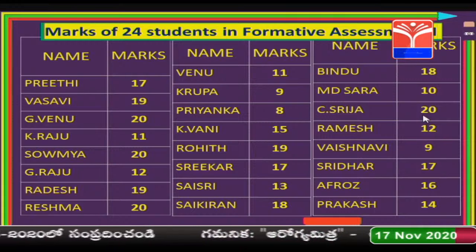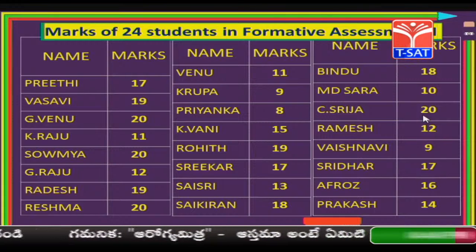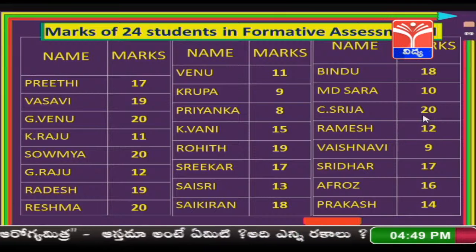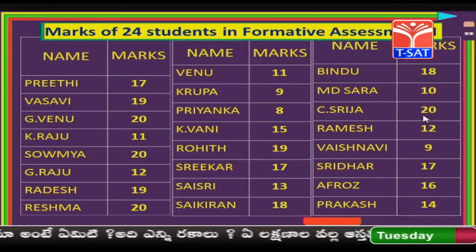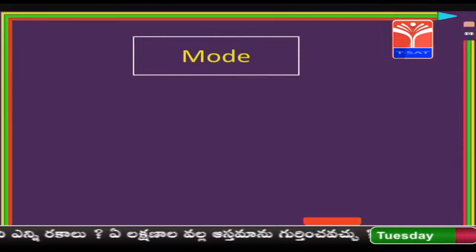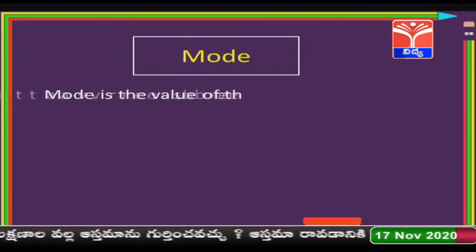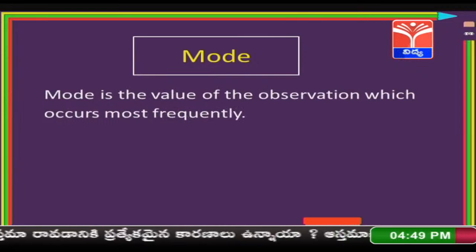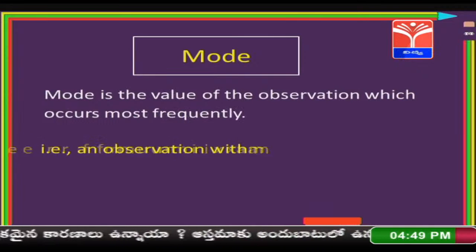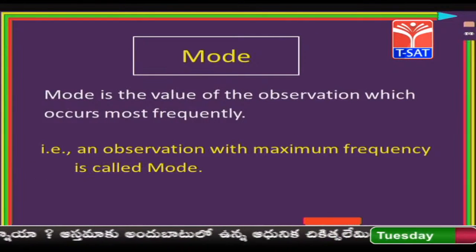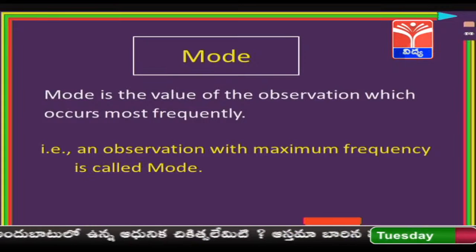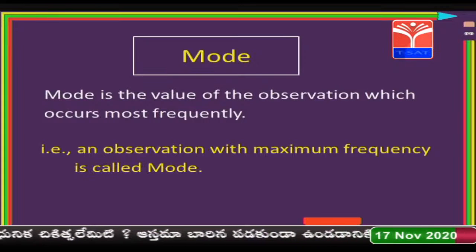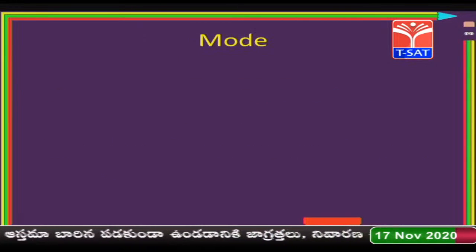Whenever an observation is repeated the most number of times, what is the measure called? Yes, your guess is right, it is called mode. Mode is nothing but the value of the observation which occurs most frequently. An observation with maximum frequency is called the mode. Whichever observation is repeated the most number of times is called the mode.